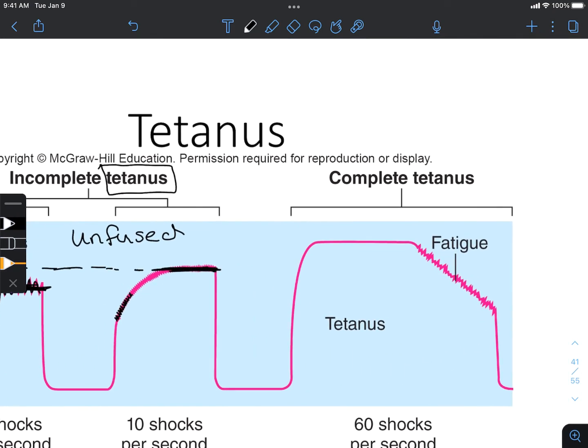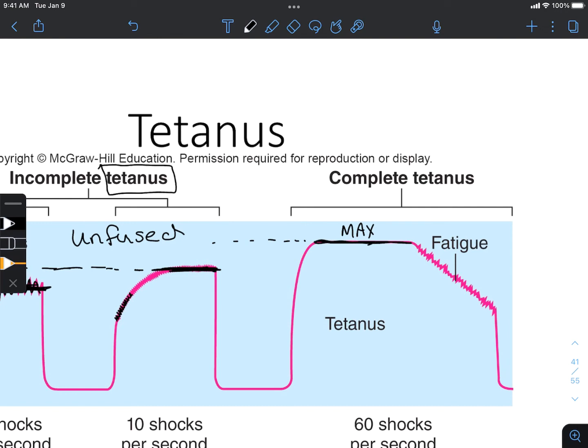Now, complete tetanus, there's no time for relaxation. It's here. You'll notice once again, we've increased the amount of force that can be generated. We are now in complete tetanus. We are at our maximum possible force that those particular muscle fibers can generate.